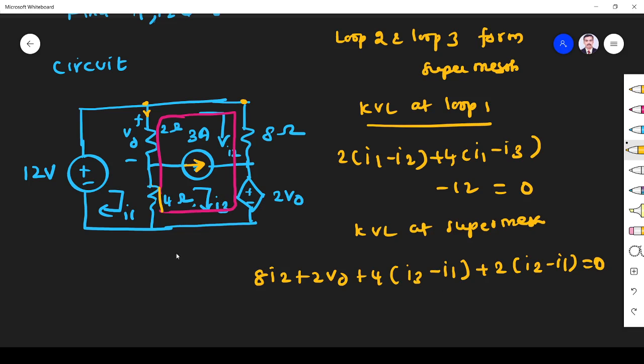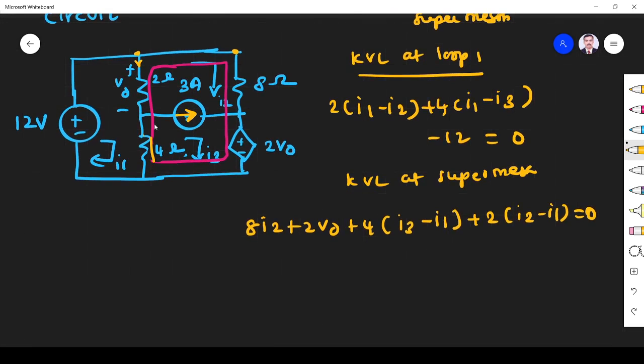Next what we have to do? We have to apply KCL at the supermesh branch. So we will draw the circuit first. This will be like this. What happens here? I2 is coming here, 2V0. Okay. This is I2, this is I3. So let us assume the supermesh is like this, right? You see, I have drawn this one.